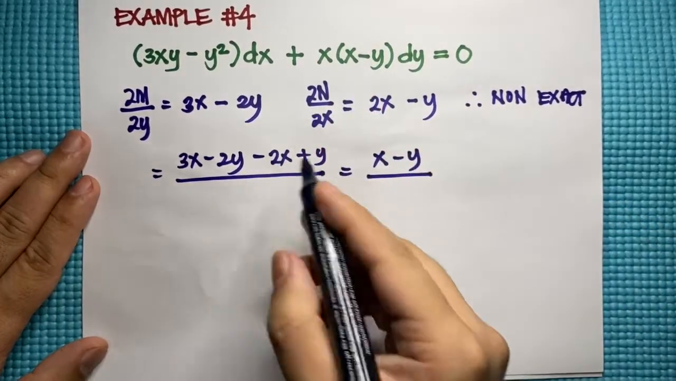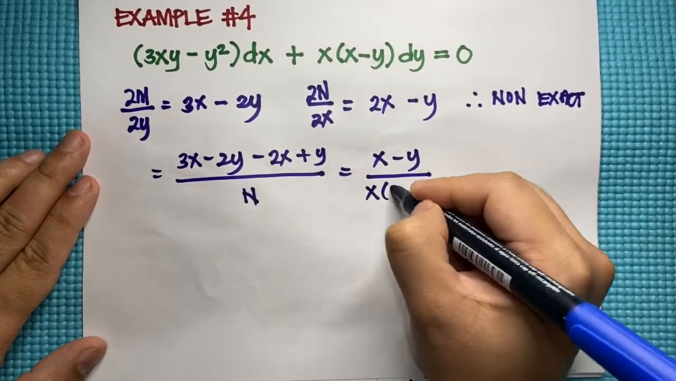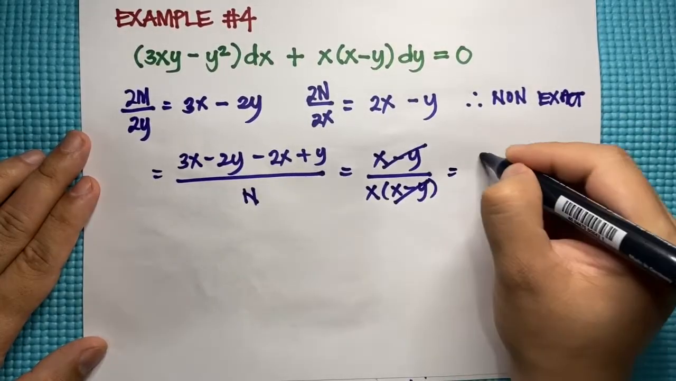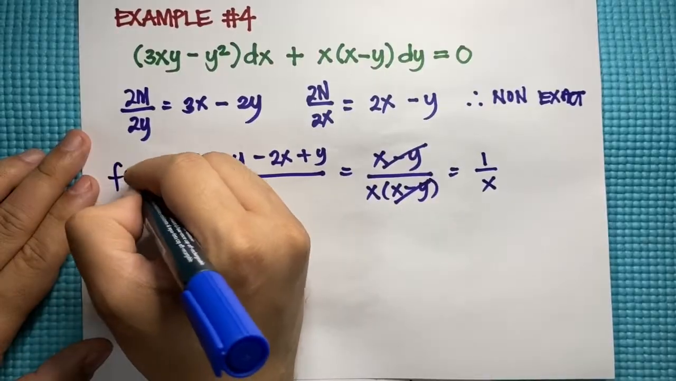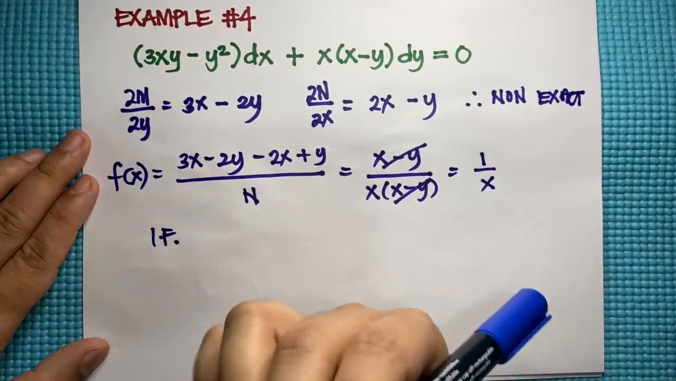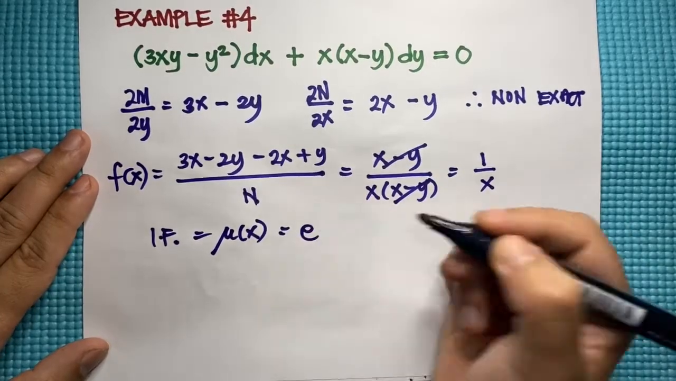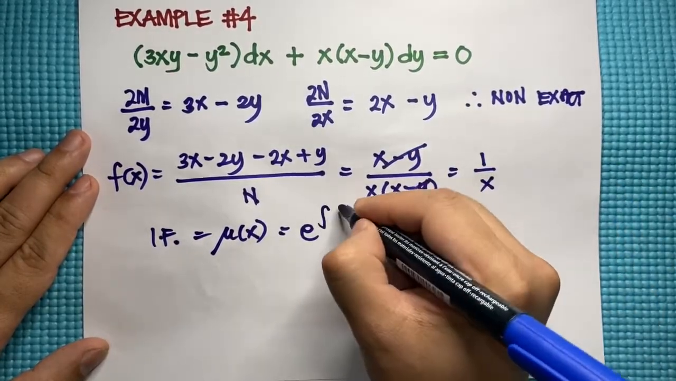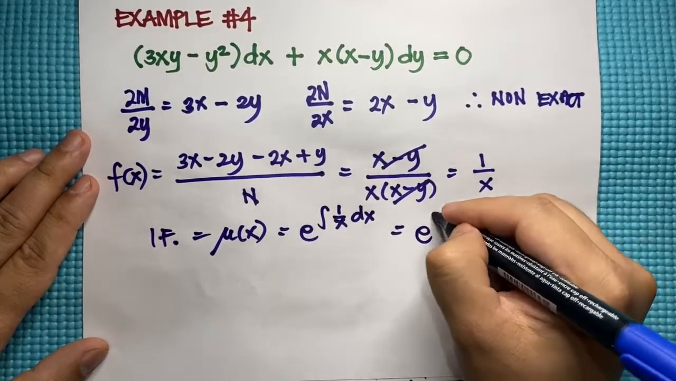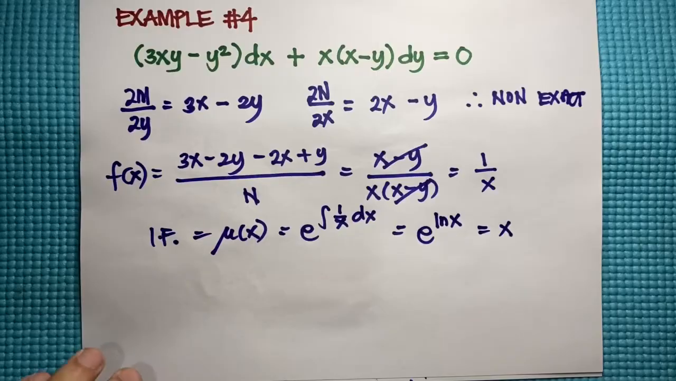And it is obvious that we could divide by N, giving us x times (x minus y), canceling x minus y, so 1 over x. That leaves us a function of x alone. Therefore our integrating factor belongs to case 1. Our mu of x would then be equal to e raised to the integral of 1 over x dx, or e raised to ln x, which is equal to x.